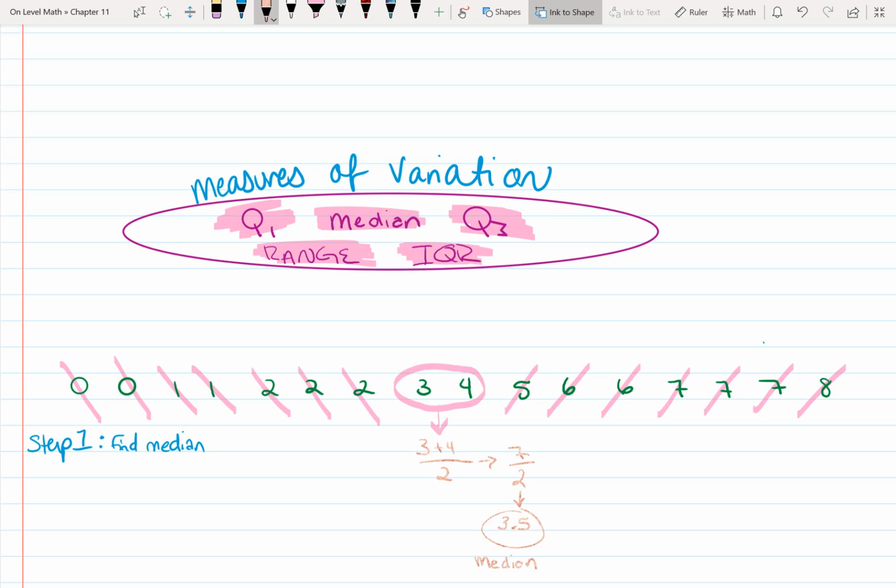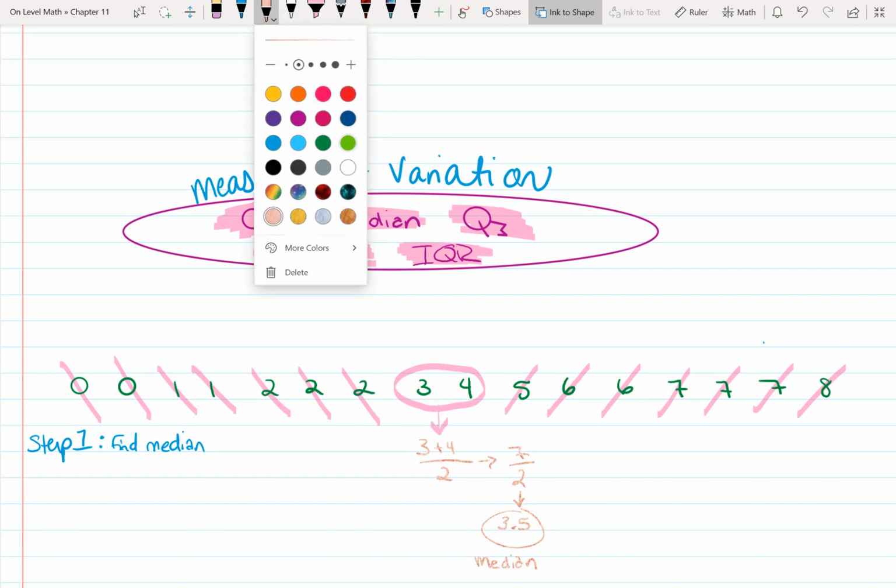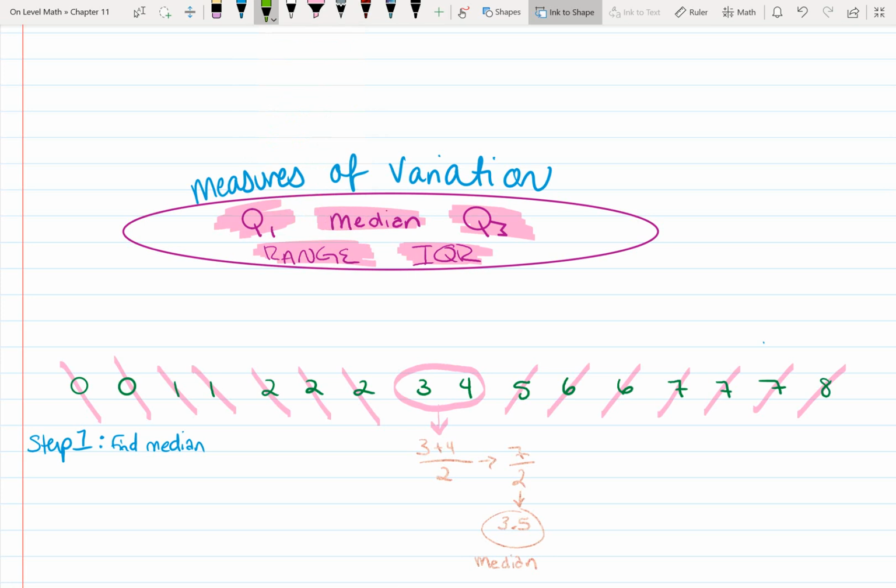This is not new. Now let's talk about quartile 1 and quartile 3. I usually just find quartile 3 first because that's a habit, but it doesn't matter which one you find first. I just like green. Quartile 3 is just finding the median of the upper half.